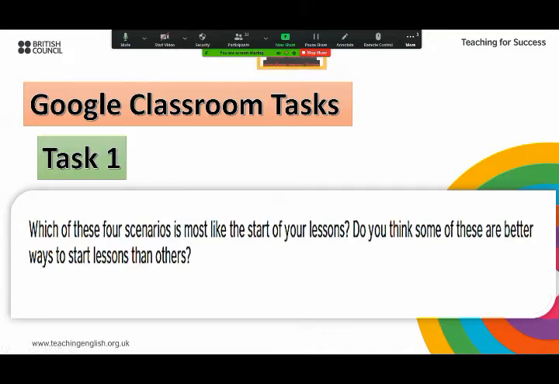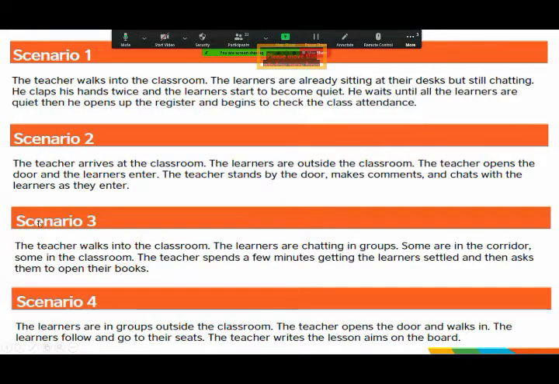Task one, which of these four scenarios is most like the start of your lessons? Do you think some of these are better ways to start a lesson than others? Okay, so you can read these four scenarios. This is the first task of the Google Classroom tasks, and only three or four of you answered these tasks. So I want all of you again to read these scenarios and give us your opinion about them.